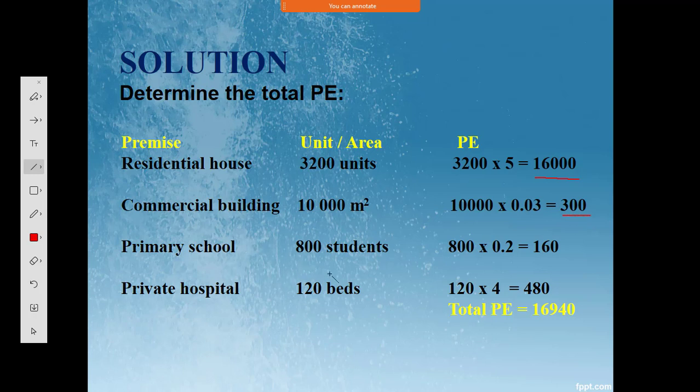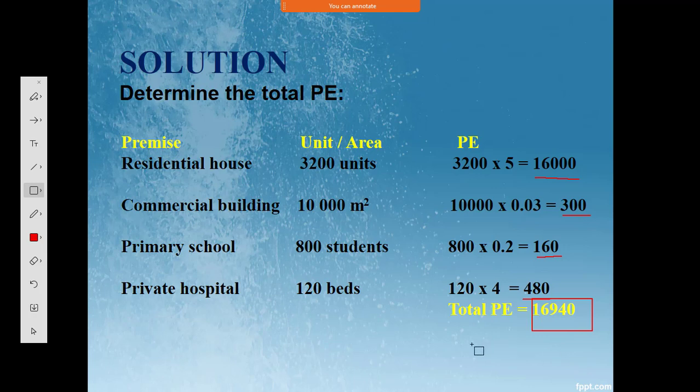Okay, for the primary school, 800 students, and this is a day school, so 800 times 0.2, so the PE is 160. Okay, for the private hospital, 120 beds, so the PE is 480, and finally we have the total. Just add them together, so the total PE is 16,940. Okay, now we have the total PE.